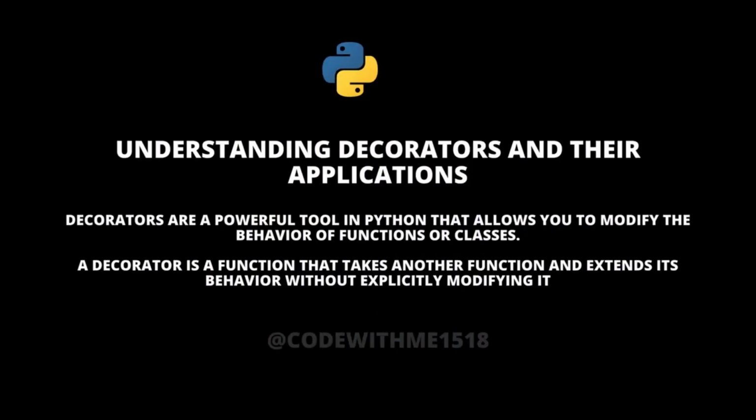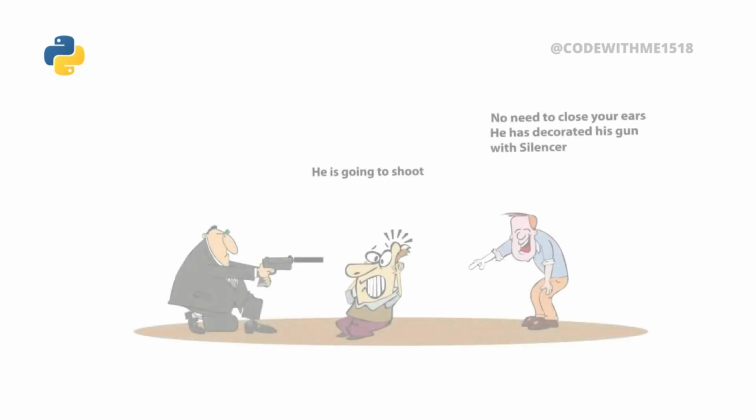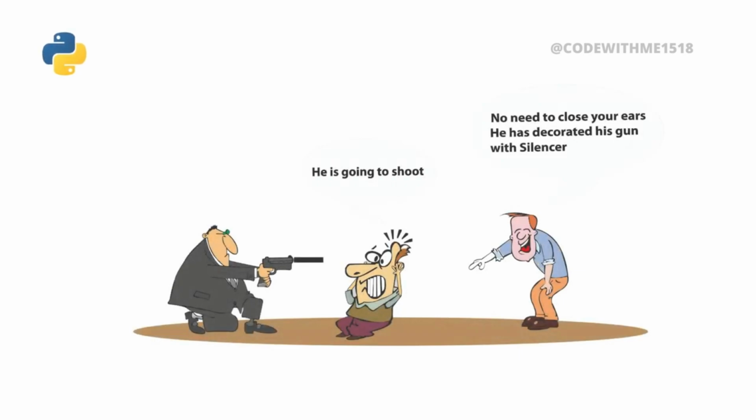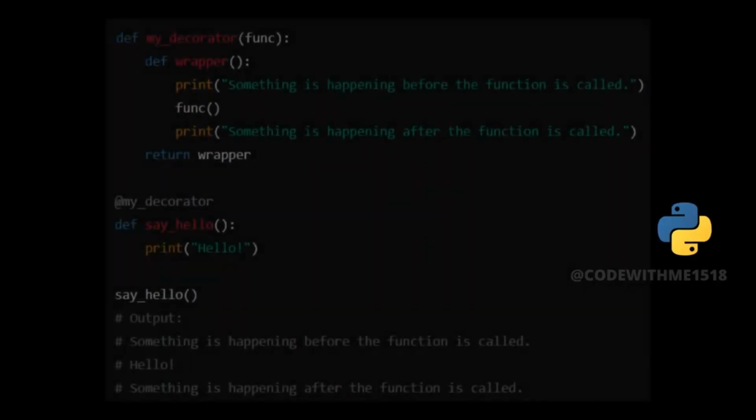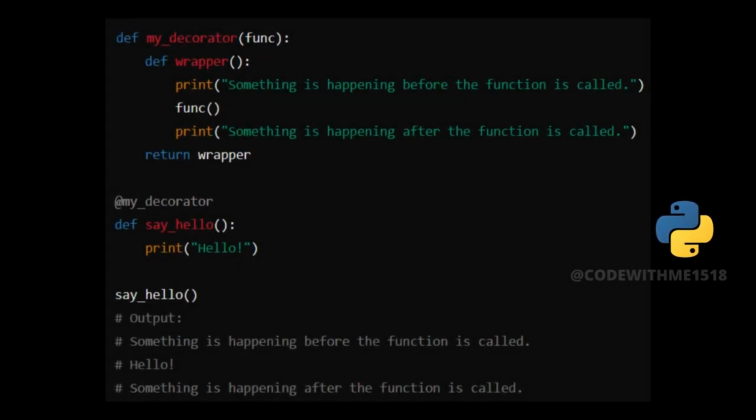Decorators. Decorators are a powerful tool in Python that allows you to modify the behavior of functions or classes. A decorator is a function that takes another function and extends its behavior without explicitly modifying it. Here's a simple example. In this example, the @my_decorator syntax is used to apply my_decorator to say_hello. When say_hello is called, the wrapper function is executed, adding additional behavior before and after the original function call.